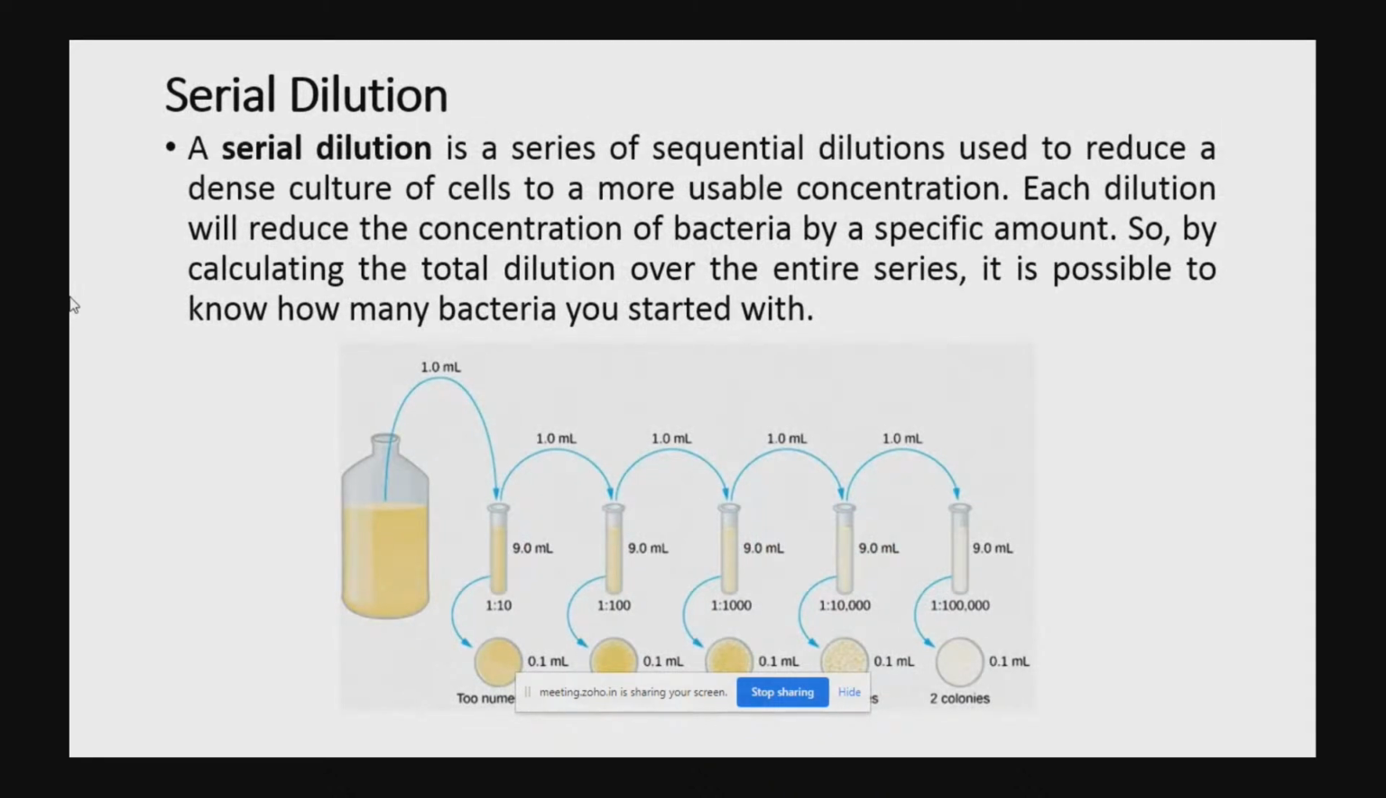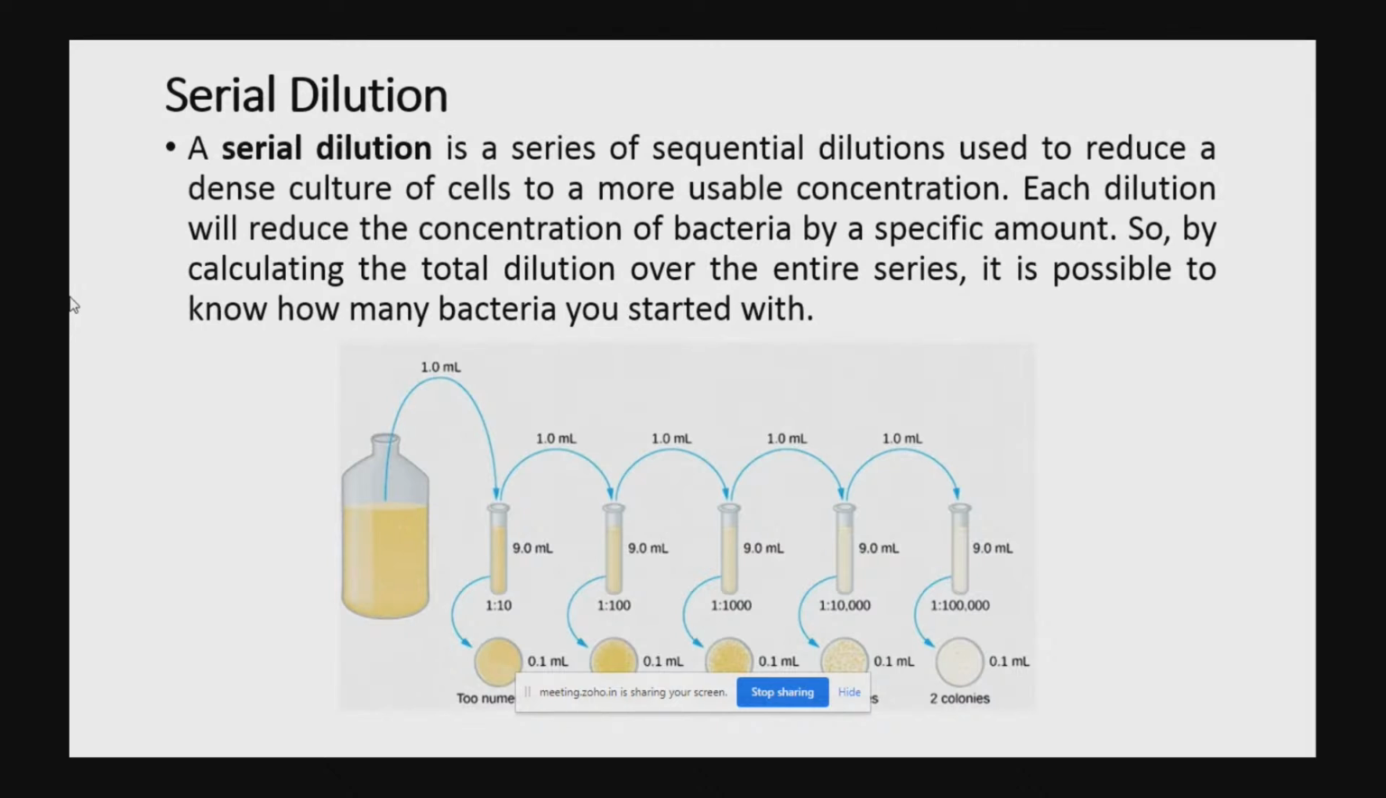After that, serial dilution. Why is it important in pharmaceutical microbiology? A serial dilution is a series of sequential dilutions used to reduce a dense culture of cells to a more useful concentration. Each dilution will reduce the concentration of bacteria by a specific amount. So by calculating the total dilution over the entire series, it is possible to know how many bacteria you started with.